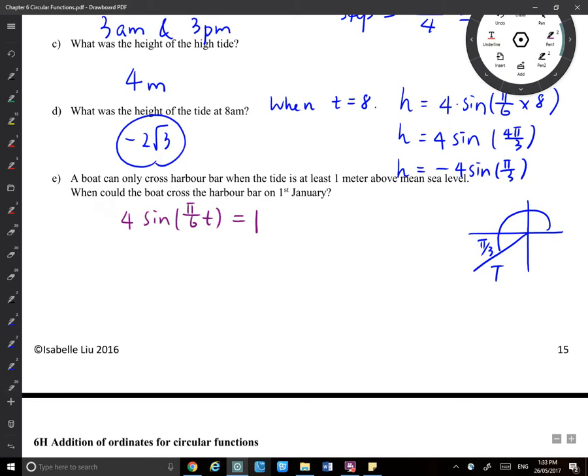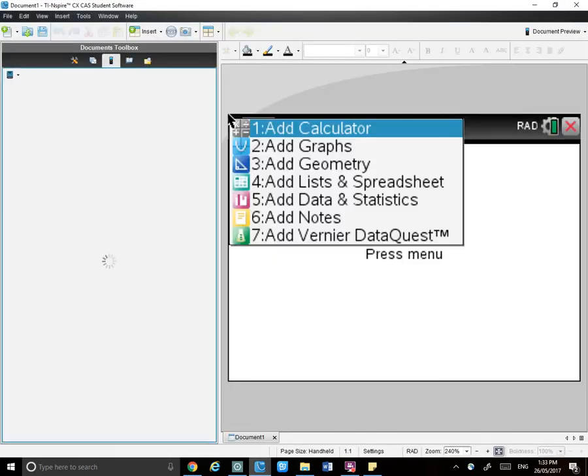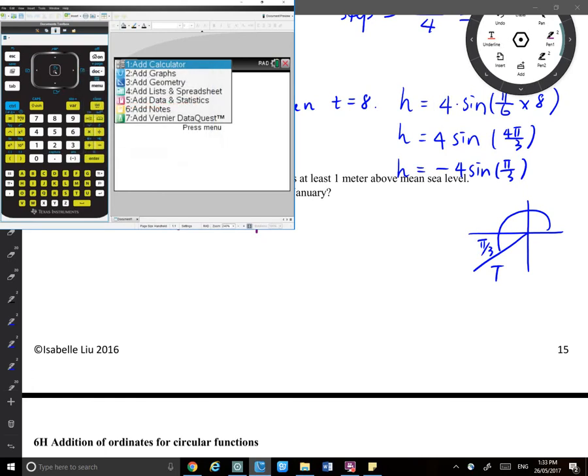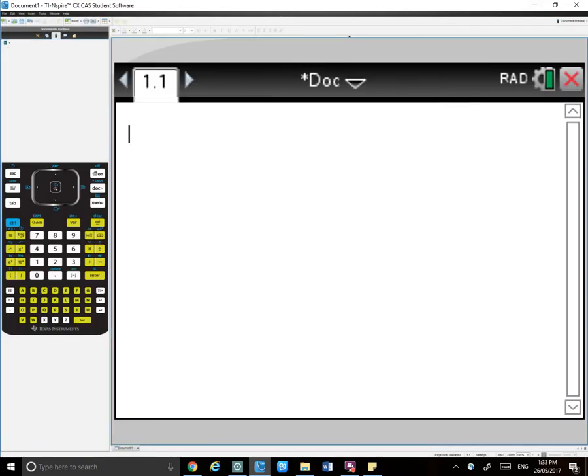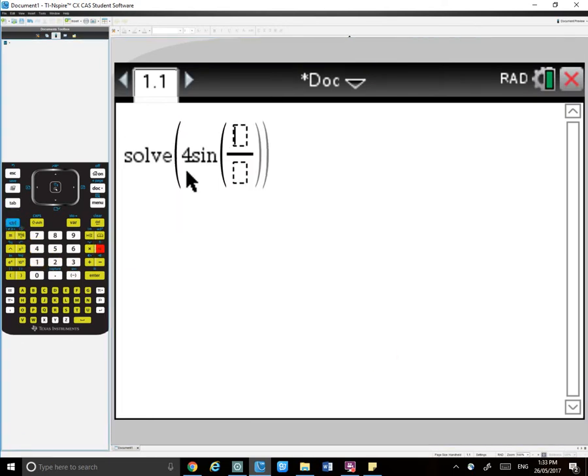Again, it asks you when. So it asks you from 8 a.m. to 6 p.m., something like that. So you need to first go to menu 3(1) to solve 4 sine pi over 6 x equals 1, comma x.